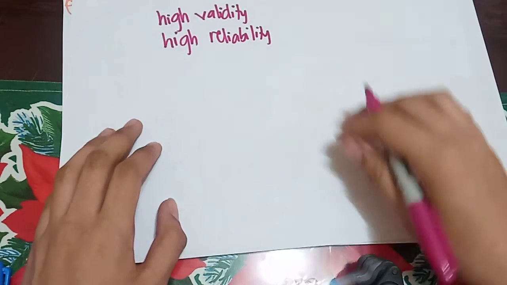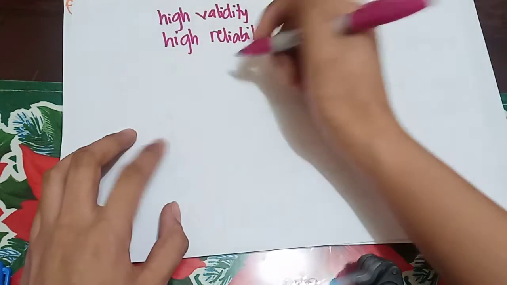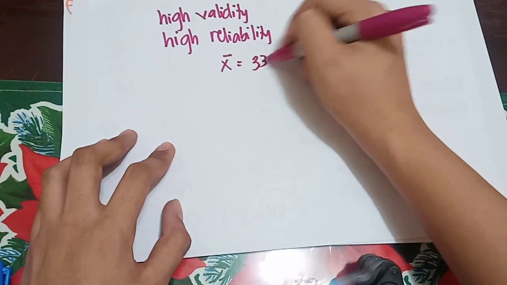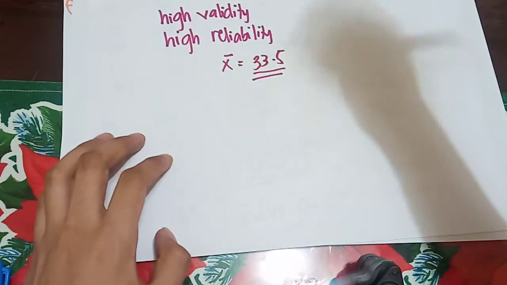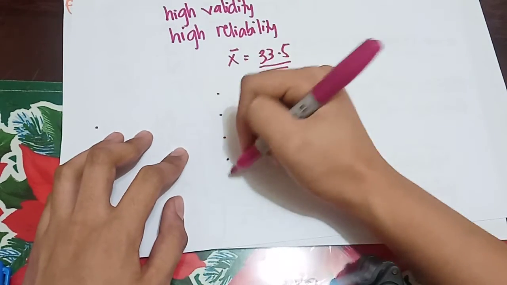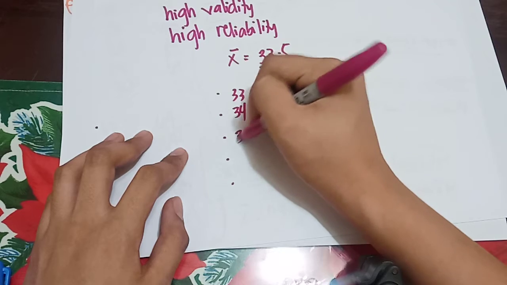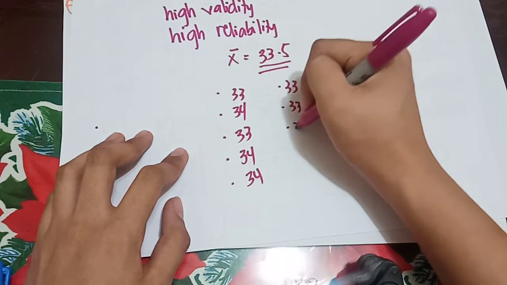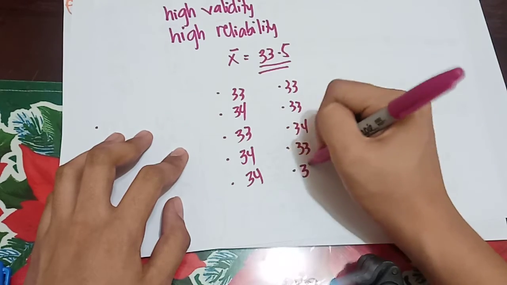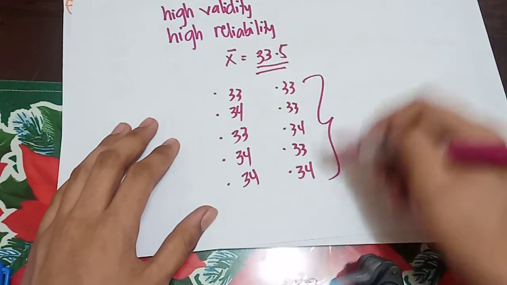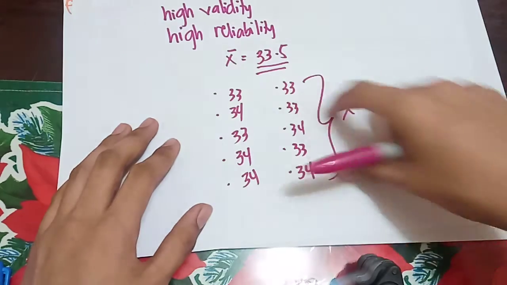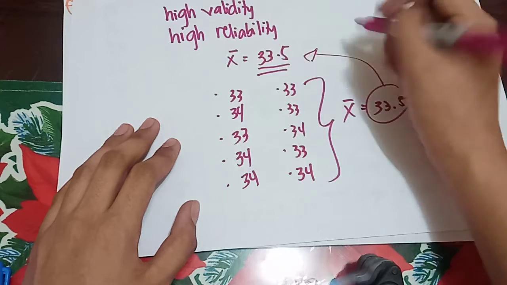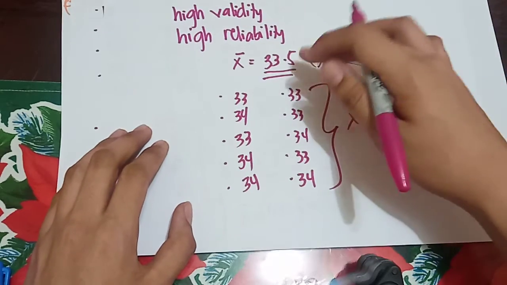Okay? So let's try to have an example. Let's say that the true value given to us is 33.5 again. But this time, the values are as follows: 33, 34, 33, 34, 34, 33, 33, 34, 33, and 34. Now, if we sum up and get the average of this set of scores, we will obtain 33.5, which is equal to the given true value.